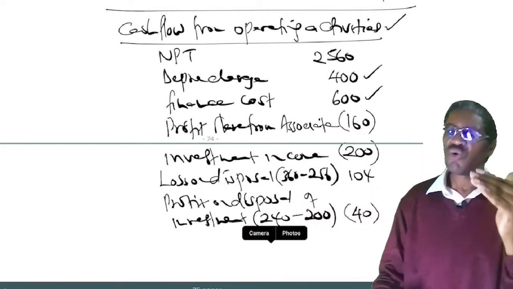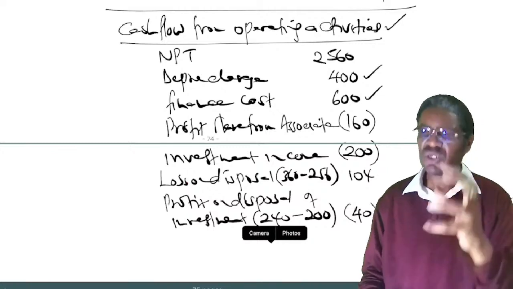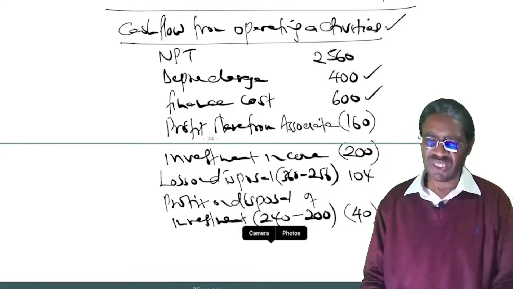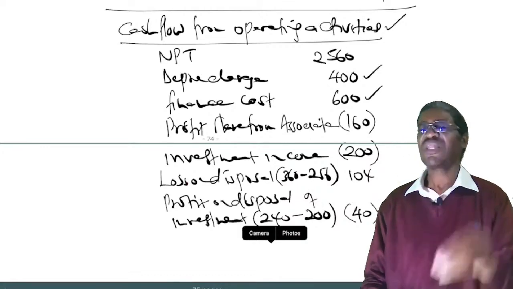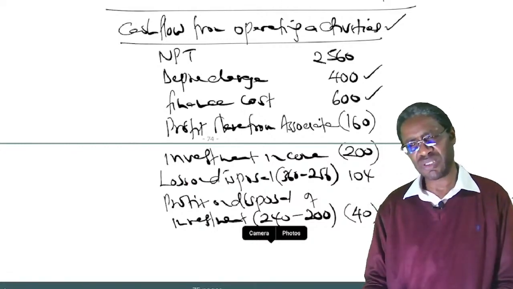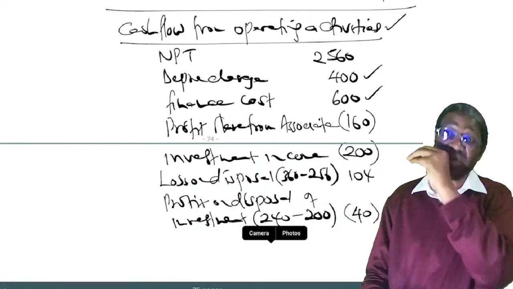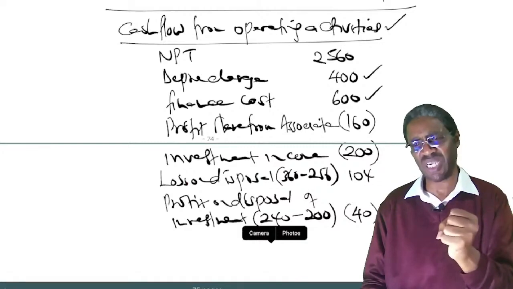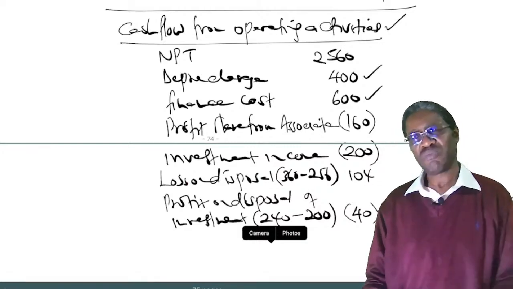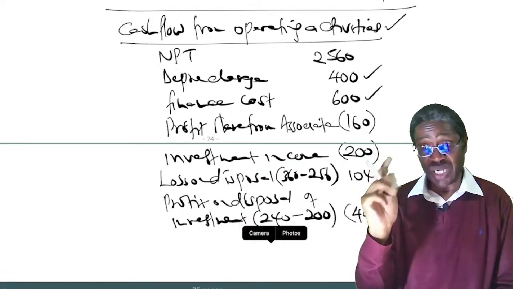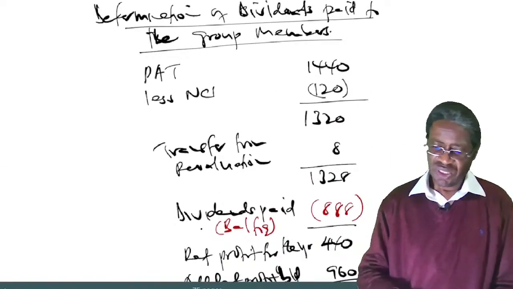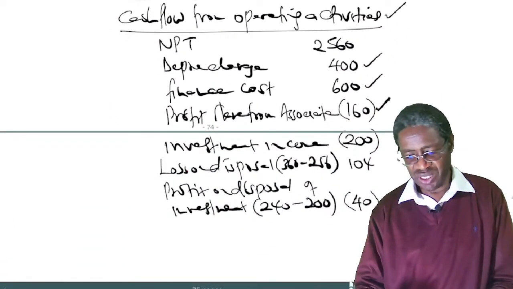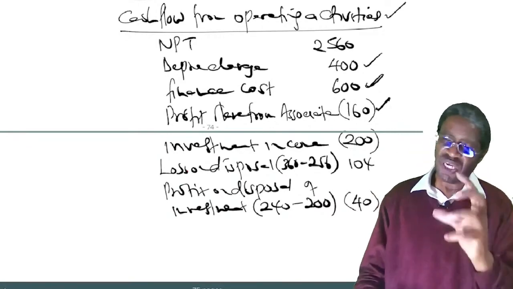Then I've told you, go through the question looking for other non-cash items. Where do you start? Start with the income statement. From that income statement, there could be some non-cash items. Listen, in other questions, even in the same income statement, you could see a profit on disposal or loss on disposal that is shown. You pick it. It's a non-cash item. And any other. From this question, we only pick two non-cash items. One of them was the finance cost. And two, the profit share from associate. Those were the only two that we picked from the income statement.